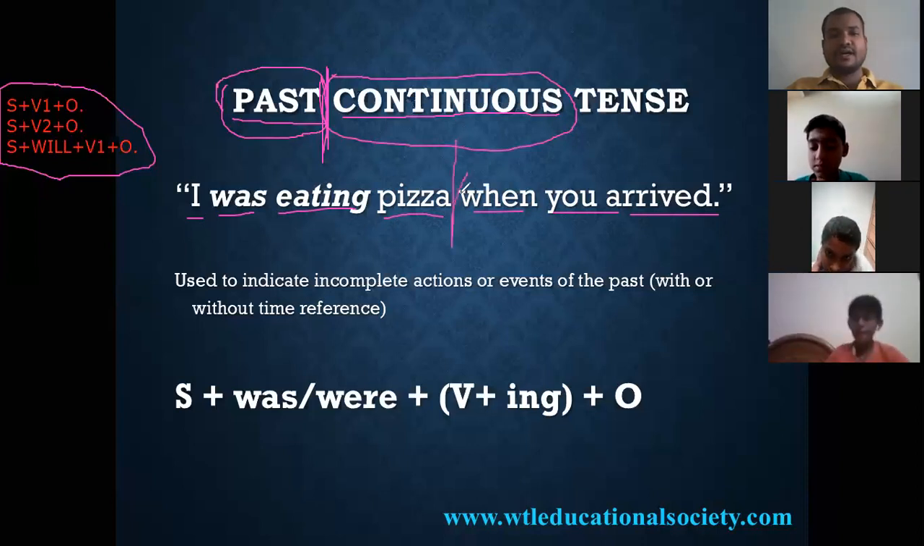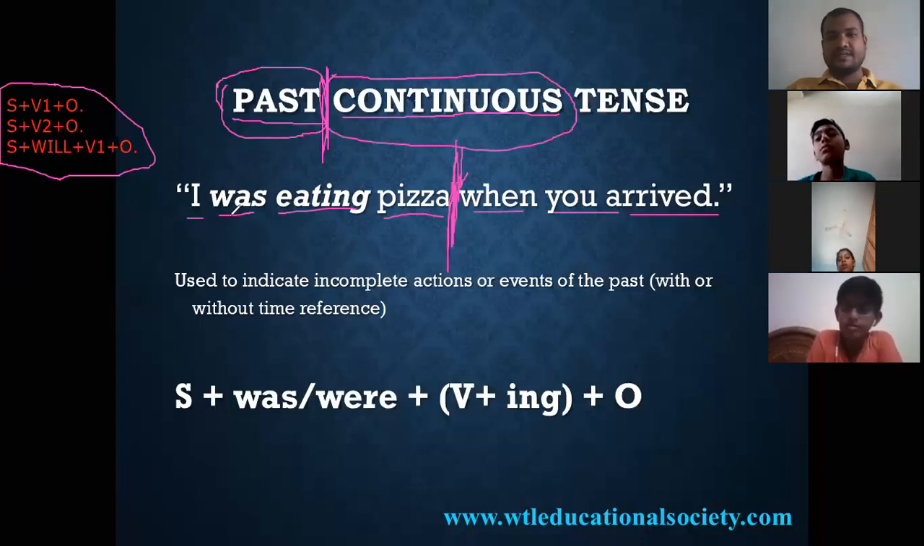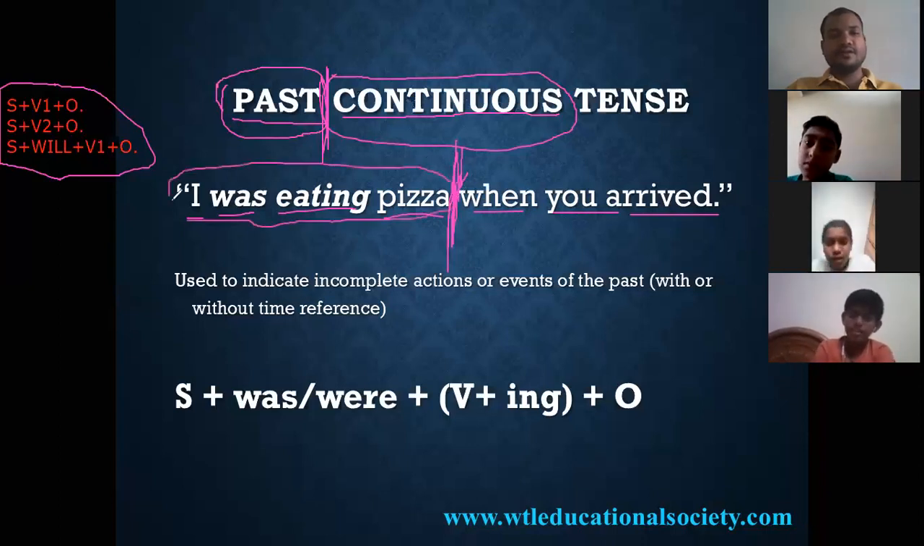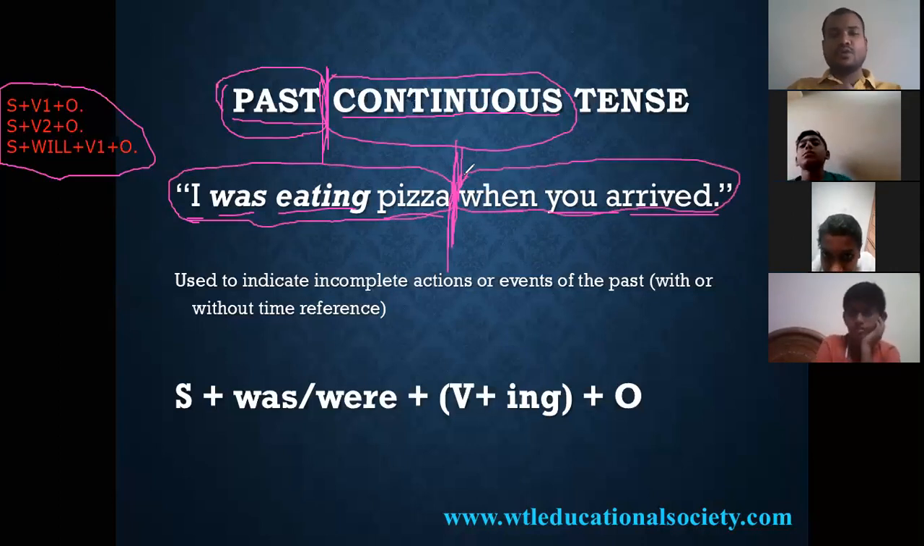So here we can divide the sentence into two parts. I was eating pizza. When you arrived. What is the first part? I was eating pizza. What is the second part? When you arrived. So here we are talking about a single sentence, but dividing it into two parts.